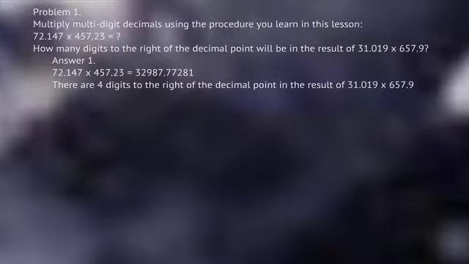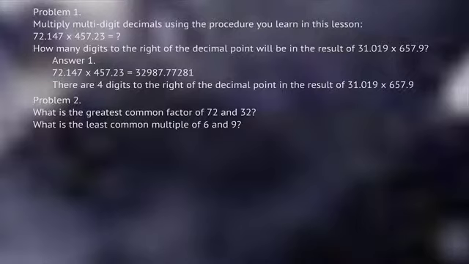So let's take a look at the first part of that question. You can take out a pencil and paper and try your hand at it, but the answer is 32,987.77281. Notice that there are 5 digits to the right of the decimal point. There are 3 digits to the right of the decimal point in 72.147 and 2 digits to the right of the decimal point in 457.23. For the second part, there are 4 digits to the right of the decimal point in the result of 31.019 times 657.9. I'm sure you must know now why.